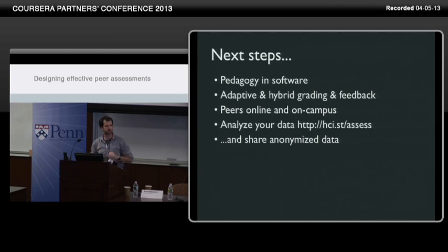There's lots of opportunities in terms of adaptively improving grading. For the 3rd run of our course, we're doing that, of doing hybrid models for things like flipped classroom, and of enhancing the amount of feedback that you can give people. And you can think about how to use peers both online and on campus.